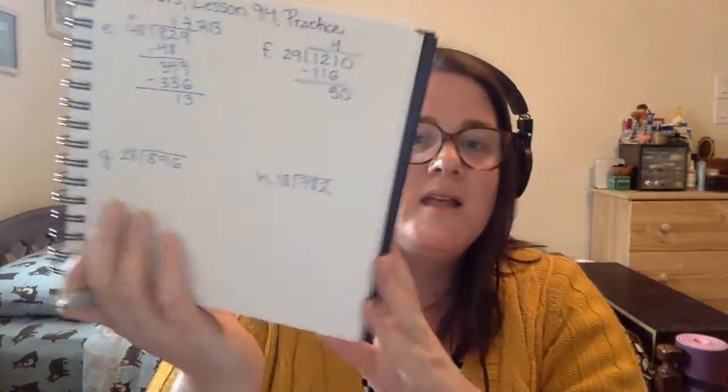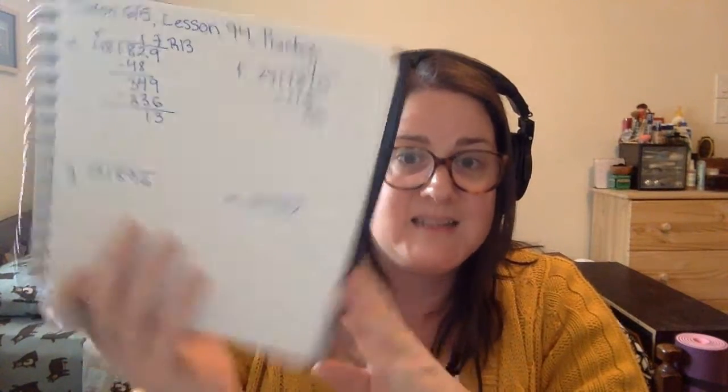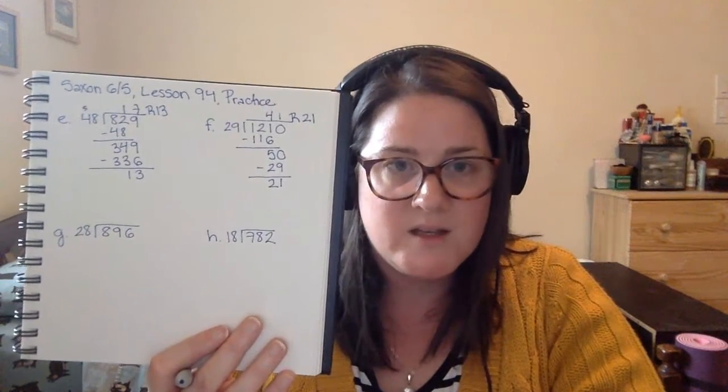I'm going to bring down the 0, and now I have 50 divided by 29. So if I round my 29 to 30, 50 divided by 30 is just going to be 1. So now I have 1 times 29. 50 minus 29 gives me a remainder of 21. 21 is less than 29, so it's an acceptable remainder. I have nothing more to bring down, and my quotient is 41, remainder 21.